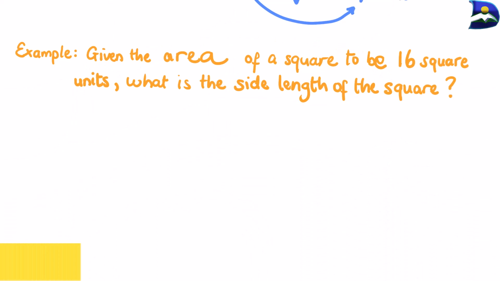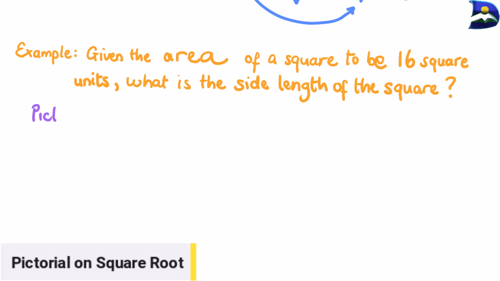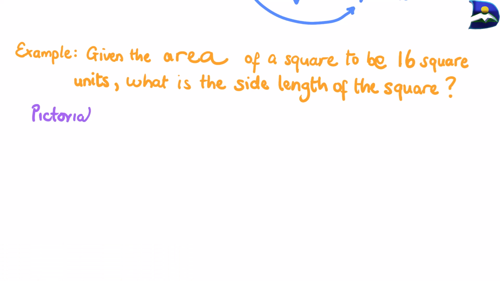On the other hand, using another method, using pictorial, we need to be able to address this question. When we are given the area of the square to be 16 square units, we are going to determine the side length of that square. To accomplish this, we need to develop a square space in such a way that we are going to have our area to be 16 square units inside it.